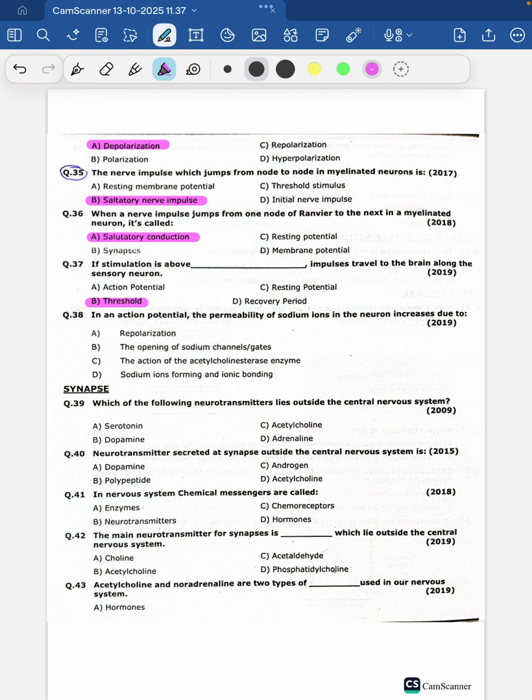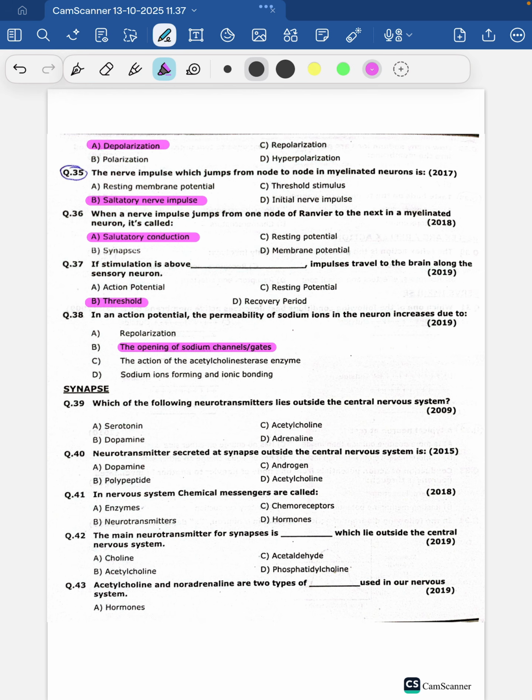Beta. 38. In action potential, the permeability of sodium ions in the neuron increases due to, obviously, when you see someone special, that is the threshold stimulus. Ultimately, the sodium gates, not the gates of your heart. Obviously, gates of your heart also open, but here we are talking about the opening of sodium channels, which results in RMP converting into AMP.